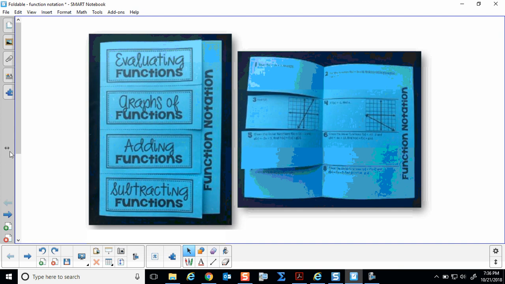Working with function notation, we'll evaluate functions, graphs of functions, we'll add and subtract functions.